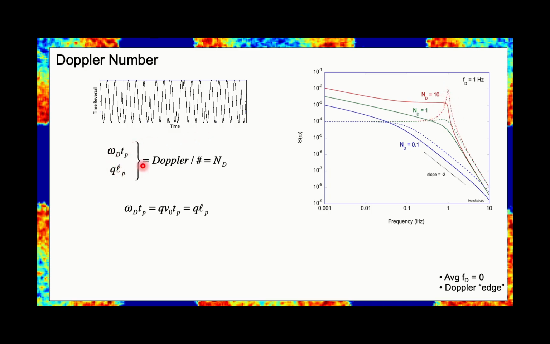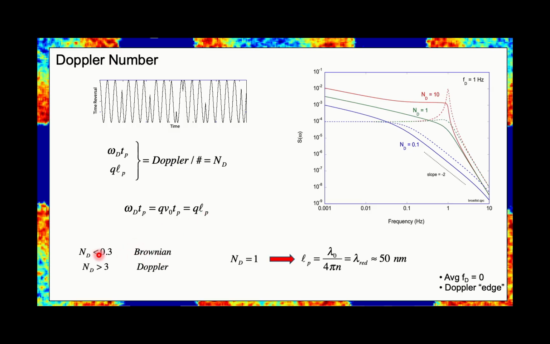Now, you can define a Doppler number as being the Doppler frequency shift, so 2 pi f sub Doppler, times a persistence time, or it's also the scattering k vector, q, times the persistence length. And so that's dimensionless, right? So it's either omega t or ql, it's dimensionless, and this is the Doppler number. And they are equivalent, and you can see the equivalent actually right here.